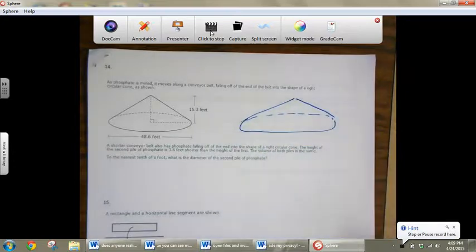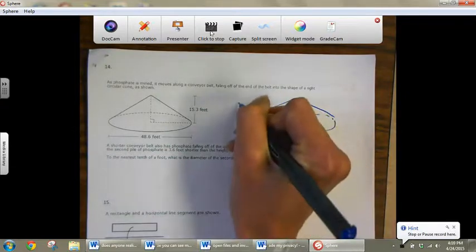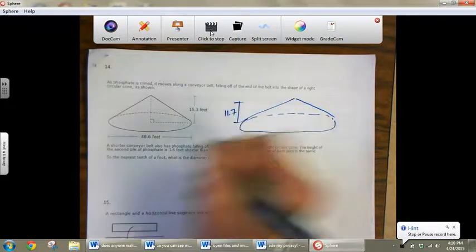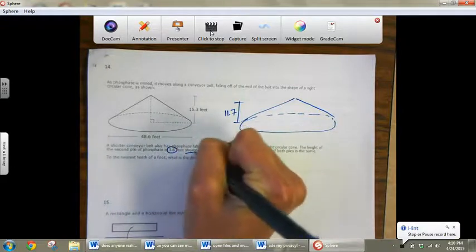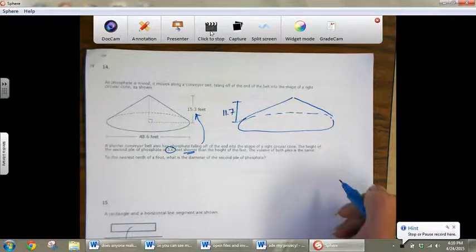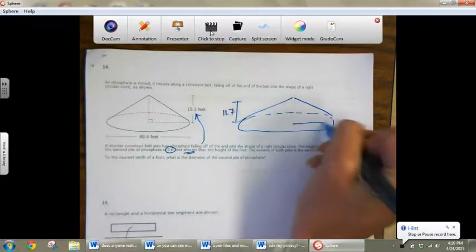That looks wider and shorter. Not really, but whatever. All right, so the height is going to be 11.7. That's just because it's 3.6 feet shorter than 15.3. And I don't know what the diameter is. That's what they're asking me for.